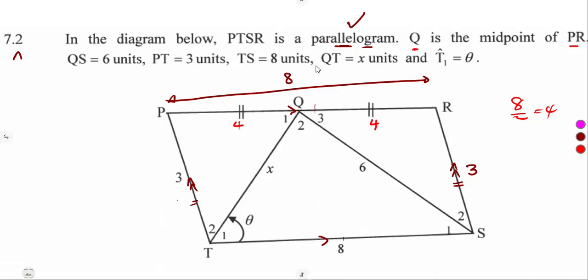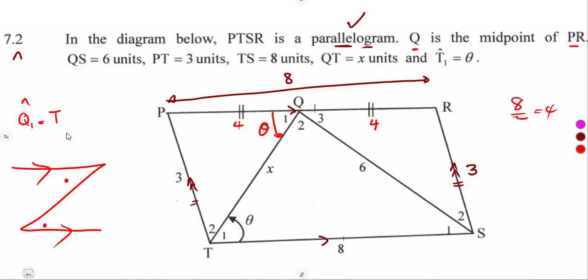So this is what you're given, and also this one is X, and also angle T1 is given as theta. Remember that these two lines are parallel. So it follows that if this angle T1 is theta, also angle Q1 is equal to theta. Remember the concept of your alternate angles. Alternate angles are equal. So this angle Q1 is also equivalent to theta. So that is what we can tell from there. It is equal to angle T1, which is equal to theta.